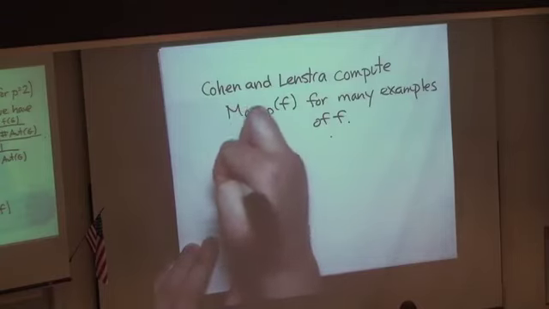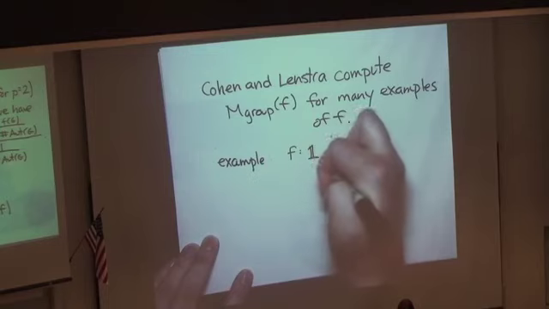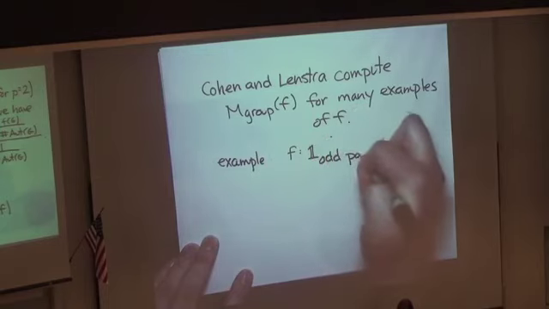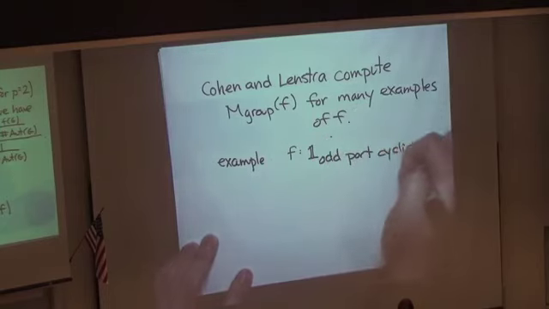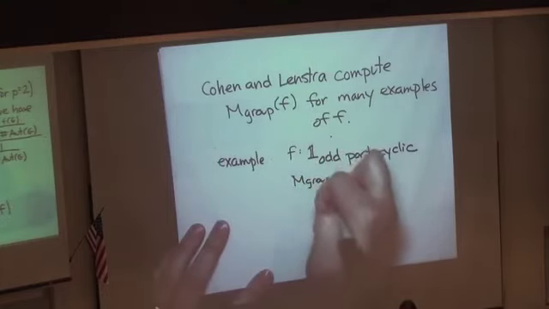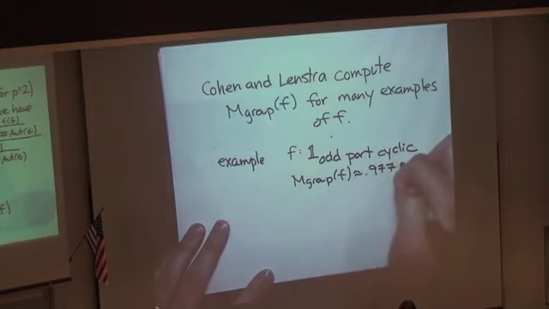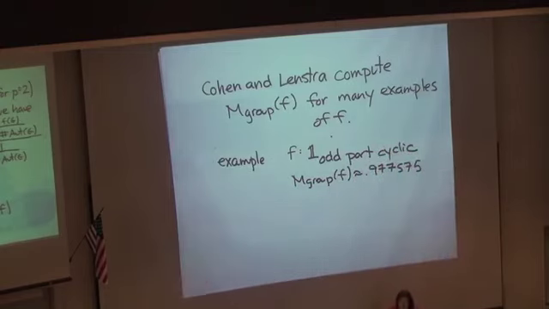So I'll just maybe give 2 examples. Example, if f is the indicator function that the odd part of the group is cyclic, then M group of f, they compute, is around 0.977575. So they think that almost 98% of imaginary quadratic fields should have the odd part of their class group cyclic due to their conjecture.